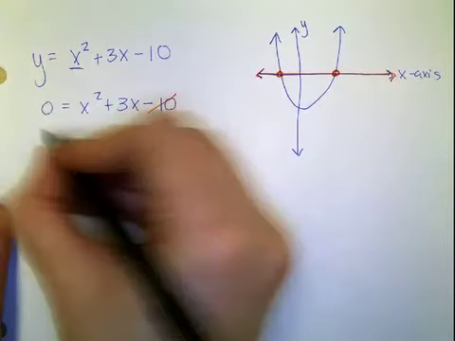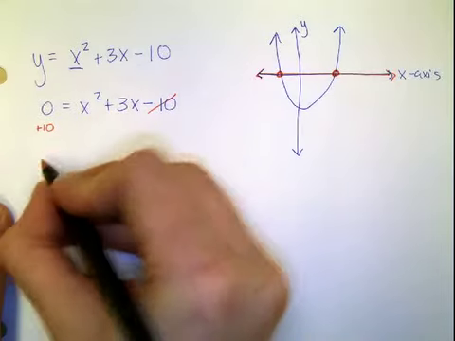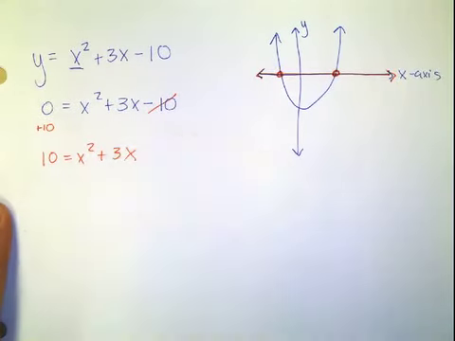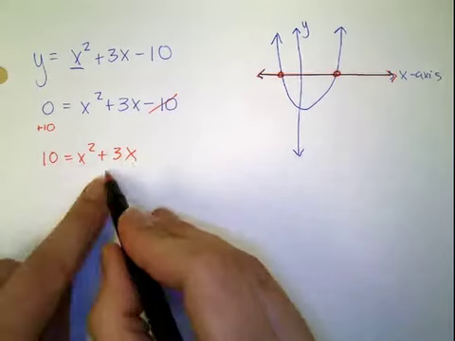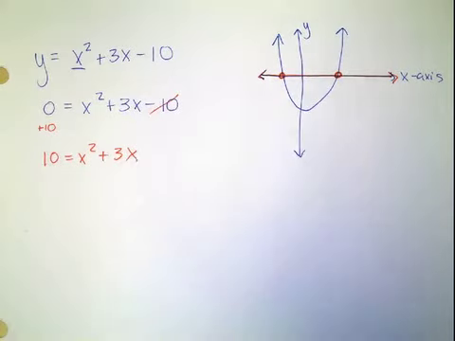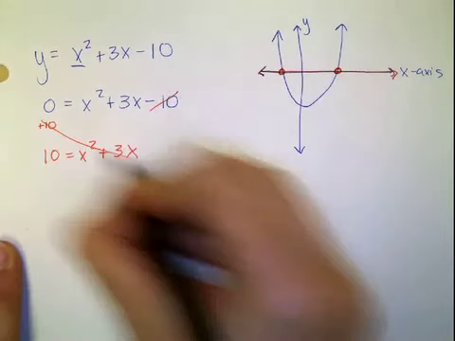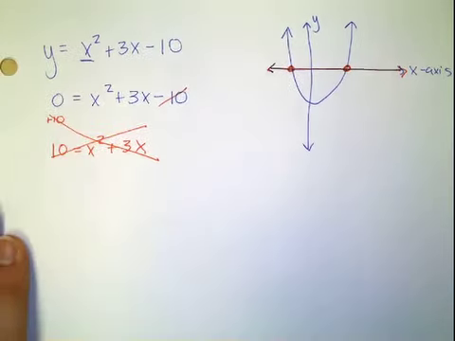If I add this 10 over to this side, plus 10, I get 10 equals x squared plus 3x. And how the heck am I going to solve for x? You can't combine these together. You can't divide by anything. You're going to get stuck right away. So this is really a terrible method because of the x squared. I don't want to do this.